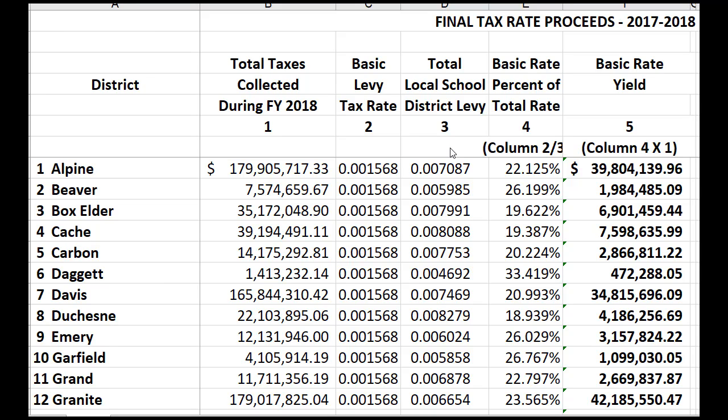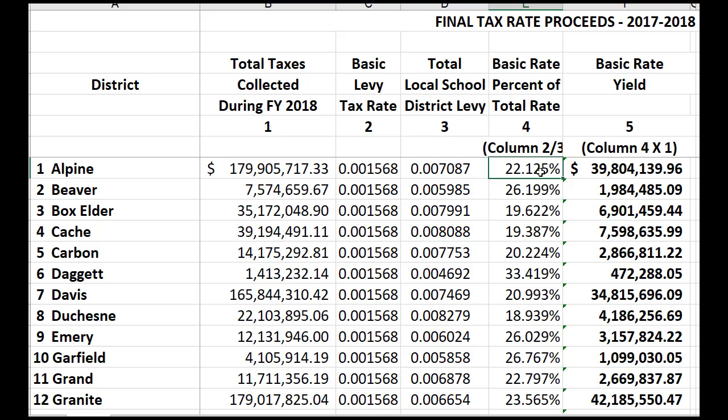The USBE then transfers these funds back into the education fund to be allocated and distributed to charter schools. The fourth column is the calculated percentage of the minimum basic tax rate to the total tax rate each school district levied for fiscal year 18. As you can see, the minimum basic tax rate makes up 16 to 40% of the total tax rate levied for each school district.